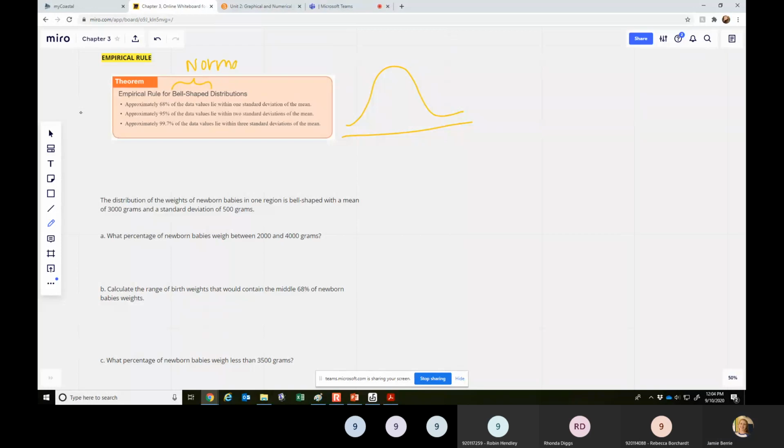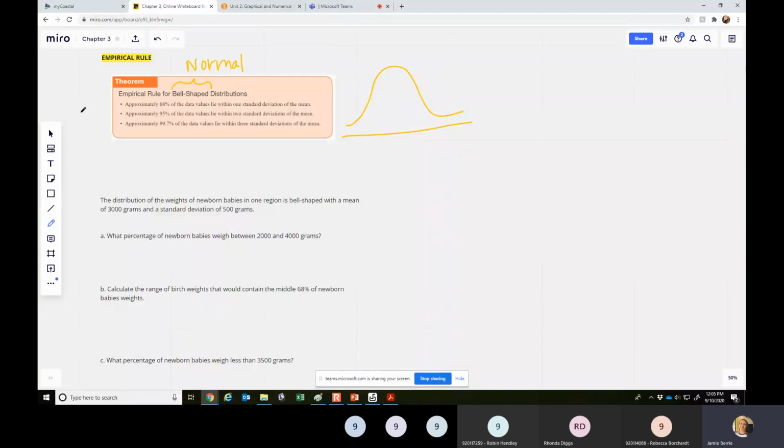All right, so this is the empirical rule for bell-shaped distributions. The empirical rule says that if you have a bell-shaped distribution, then approximately 68% of your data values should lie within one standard deviation of the mean. Approximately 95% of the data values should lie within 2 standard deviations of the mean, and 99.7%, so almost all of the data values, should lie within 3 standard deviations of the mean.